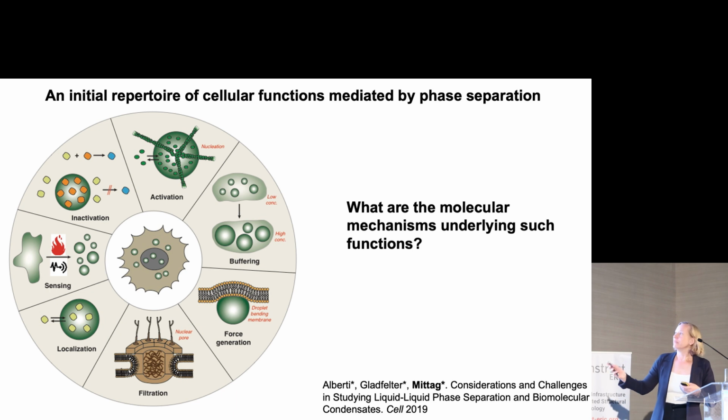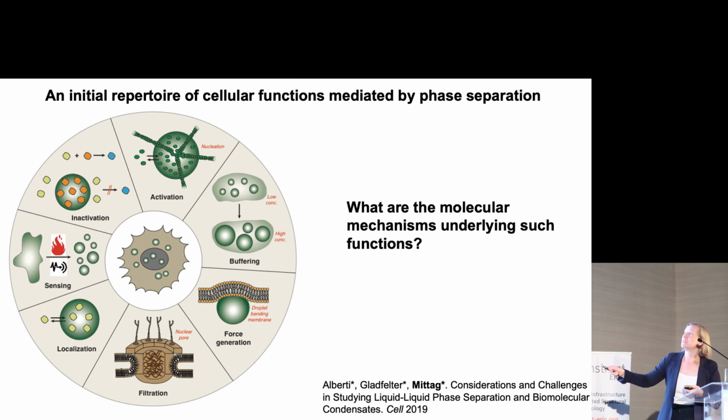So overall, there's this initial repertoire of cellular functions that may be mediated by phase separation that colleagues and I put together a few years ago. And one of these is sensing of temperatures, but perhaps also of changes in ion concentration in cells. You can localize things by condensation in the cell. You can inactivate things by recruiting some components of a reaction or of a signaling process into a condensate, and thereby taking them out of this process.